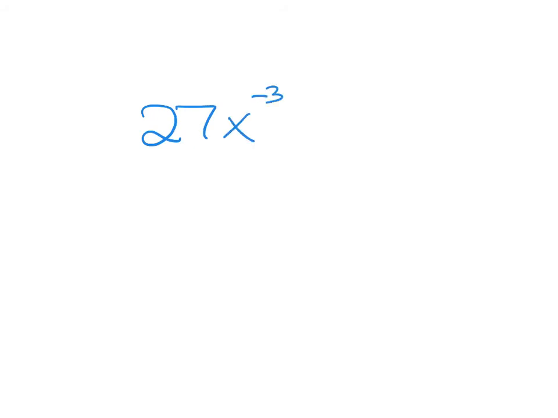27x to the negative 3. Write this with positive exponents. Keep in mind, the only thing that has the negative 3 on it is the x. The 27 stays in the top. The x to the negative 3 goes to the bottom. And you're done.